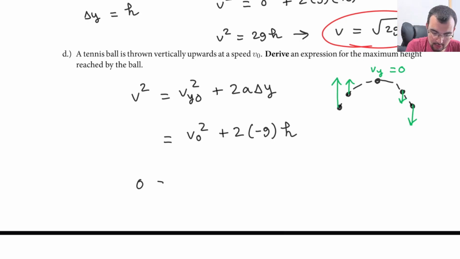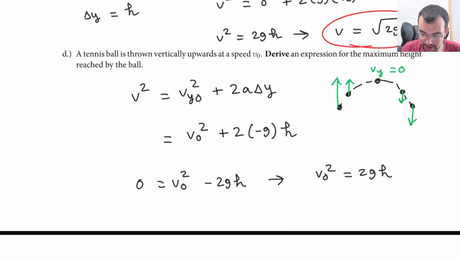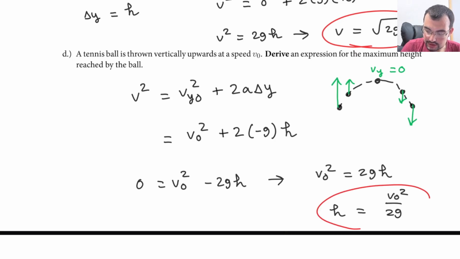So 0 equals V0 squared minus 2gh. So V0 squared equals 2gh. Oh, that's interesting. That's the same thing we got last time, rearranged. And then h would therefore just be equal to V0 squared over 2g. Not a coincidence that those are reverses of each other.